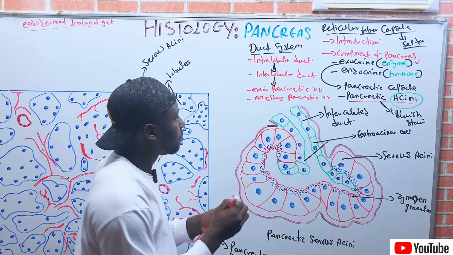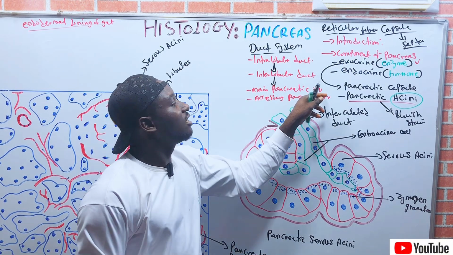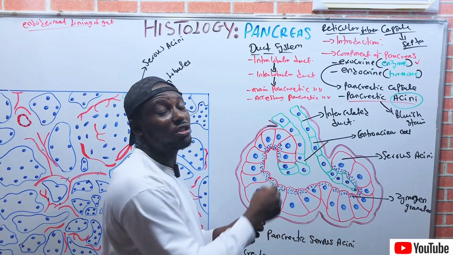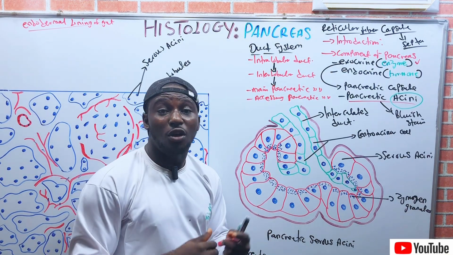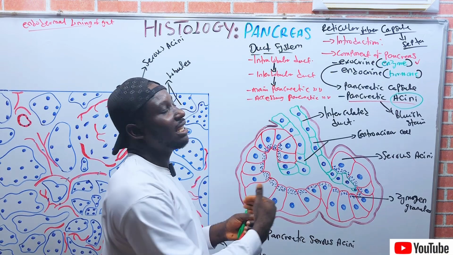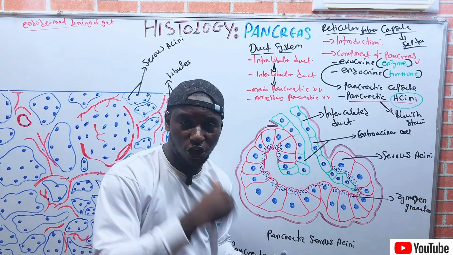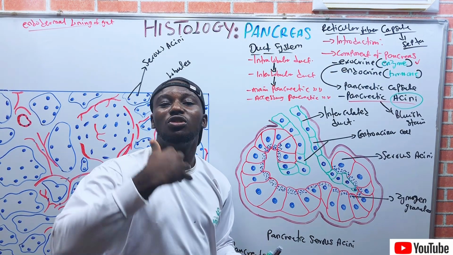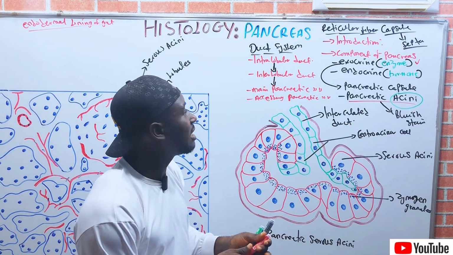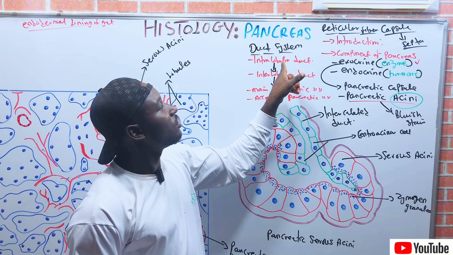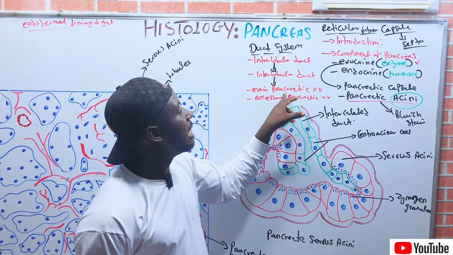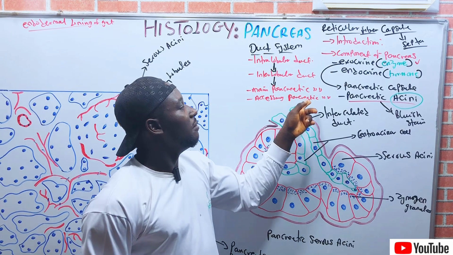The main pancreatic duct can be called the duct of Wirsung, while the accessory pancreatic duct can be called the duct of Santorini, right? Now, this main and accessory pancreatic duct opens into the duodenum in order to empty those pancreatic secretions produced from the acinar cells, which first entered into the what? Intralobular duct to the interlobular duct, and finally to the main pancreatic duct and the accessory pancreatic duct.